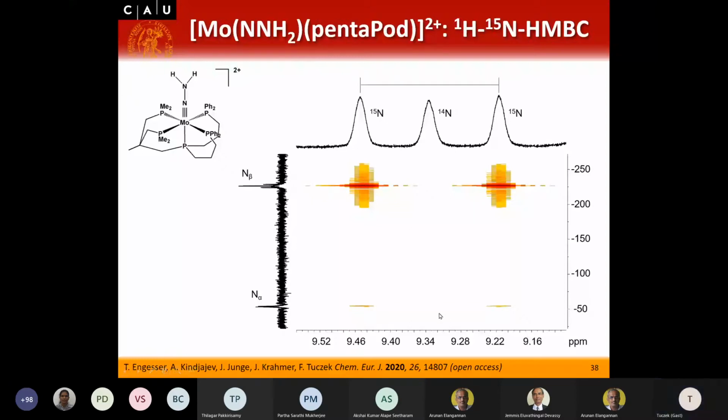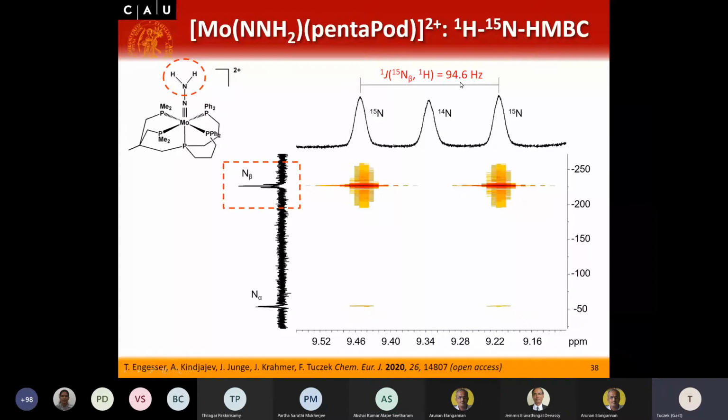So here we have the 14N signal, here the 15N signal. This is the 1H-15N HMBC. So the proton signal is split by coupling with the N beta, and the coupling constant is 94.6 Hertz.